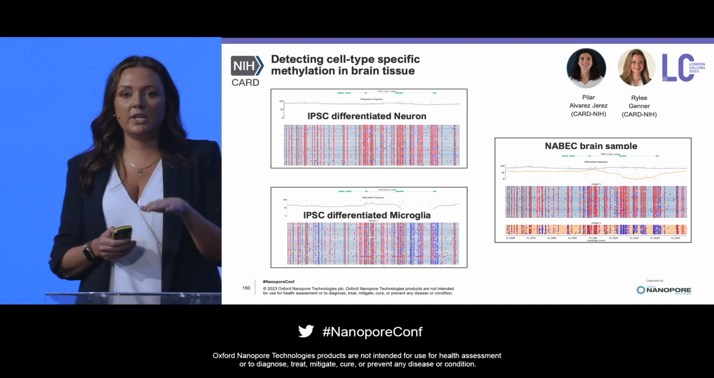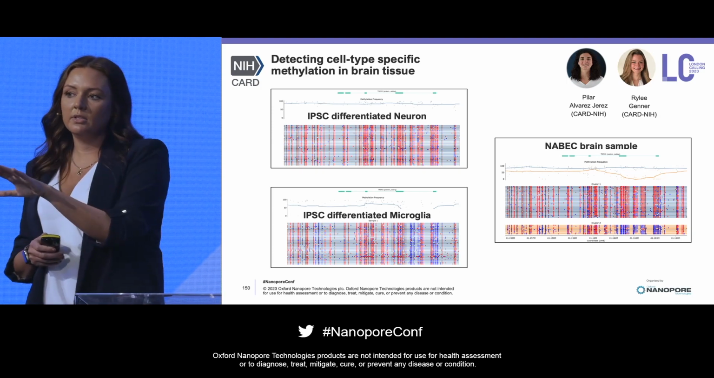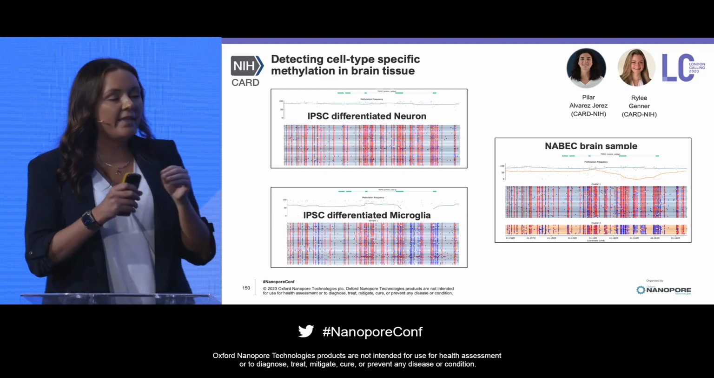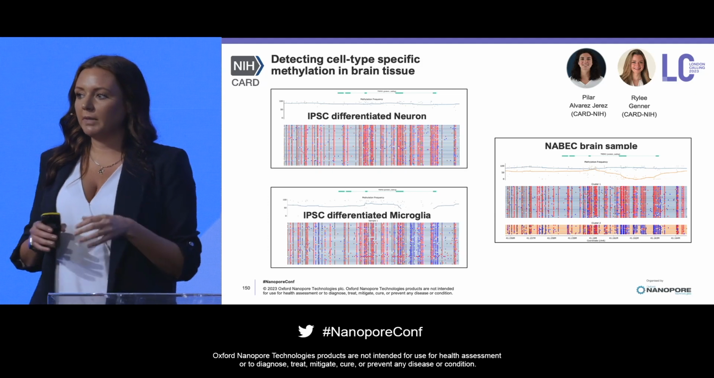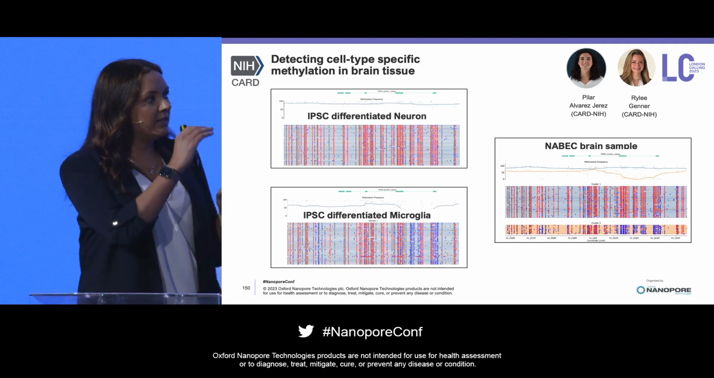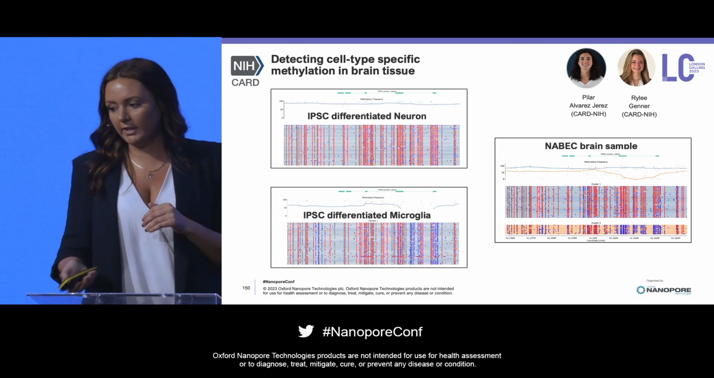And then what we can do with this knowledge is go back to that region in our bulk brain data, which is shown on the right, the NABEC sample. And then we can use the cluster option in modbam tools, and it can start to pull out those signals, and we can clearly see the one signal that's coming from the neuron and the other signal that's coming from the microglia.